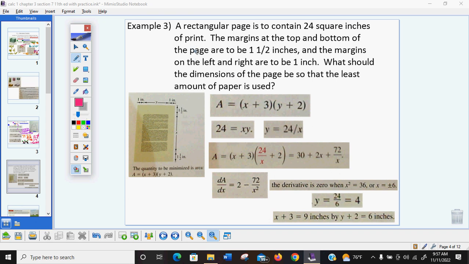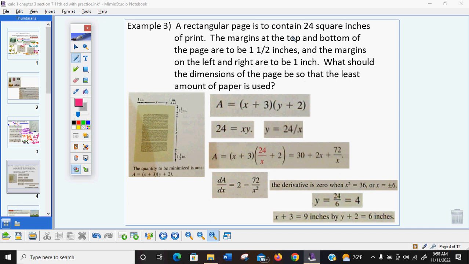Okay, on example 3, it says a rectangular page is to contain 24 square inches of print. The margins at the top and bottom of the page are to be 1.5 inches, and the margins on the left and right are to be 1 inch. What should the dimensions of the page be so that the least amount of paper is used?